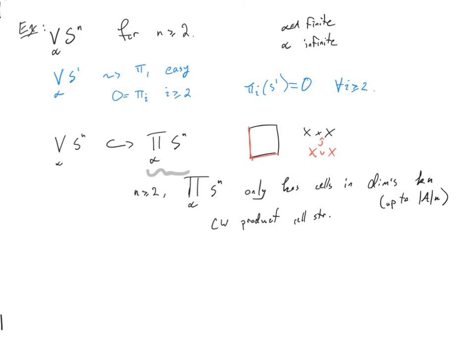Now, the wedge has a cell structure that looks like it's got a base point, E0, and then it's got magnitude of A distinct n cells, because it looks something like this. And that means that the wedge product is the K-skeleton. I don't remember what our notation for this was, but the N skeleton for the product.